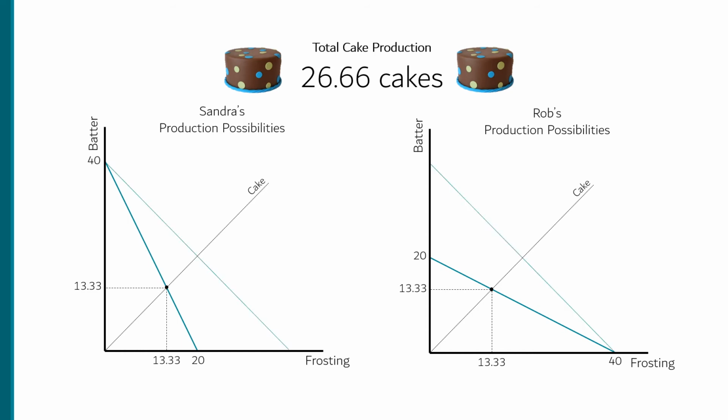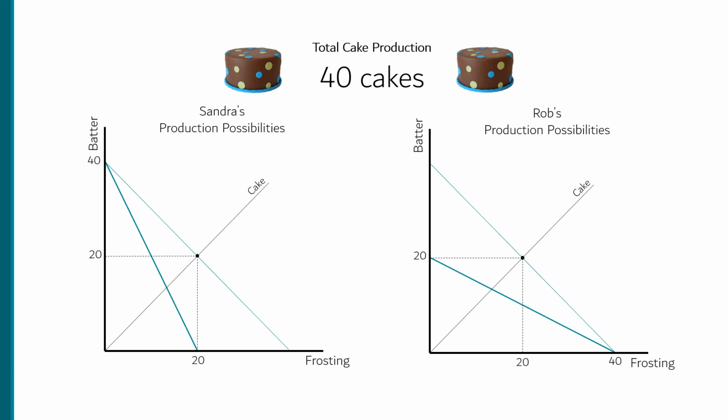If they each specialize in what they're good at and trade with each other one for one, they're able to produce 20 cakes each. Sandra makes 40 batter, Rob makes 40 frostings. They each give each other half, and so both end up with 20 whole cakes. And we all end up with 40 cakes instead of 26.66. It's mutually beneficial. Indeed, one mistake many small business owners make is trying to do everything themselves instead of contracting with other businesses to take care of things they are better at doing.